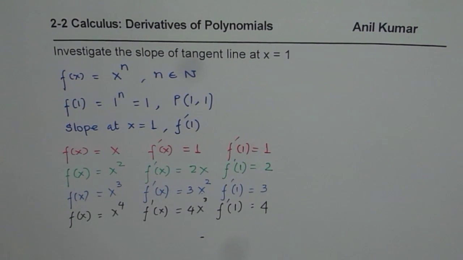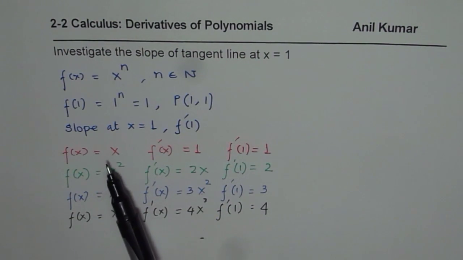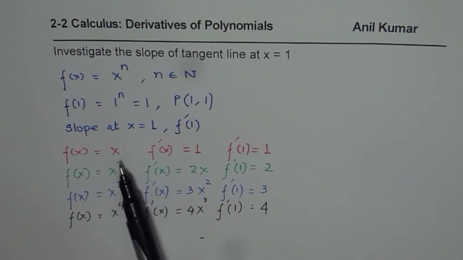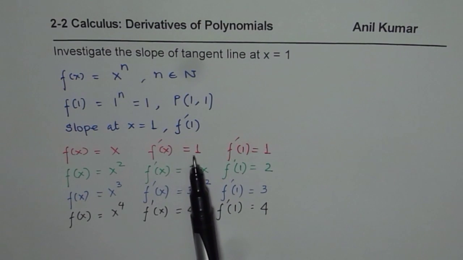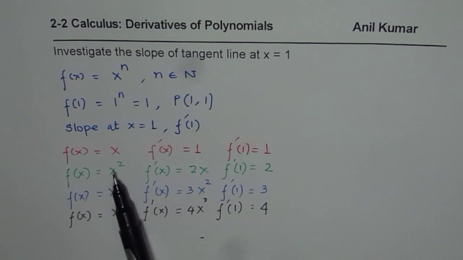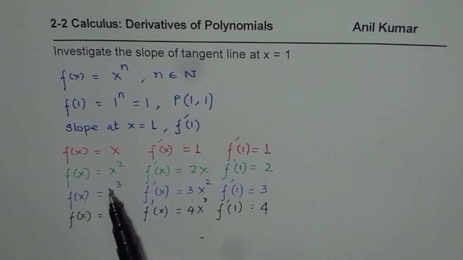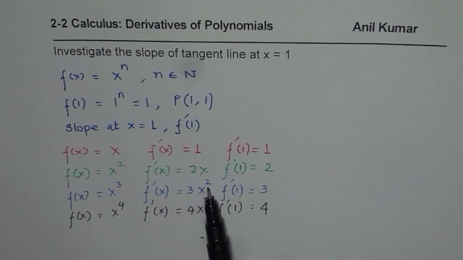So you can see a pattern growing, right? From this pattern, you can make out that the derivative of a linear function is a constant, right? So the derivative of a linear function is a constant. The derivative of a parabola, degree 2, is a linear function. The derivative of a cubic function will be a parabola of degree 2, and the derivative of a quartic function is a cubic function.